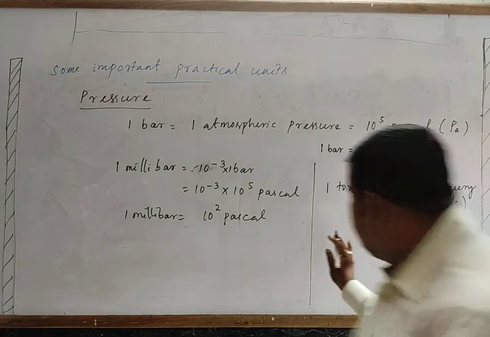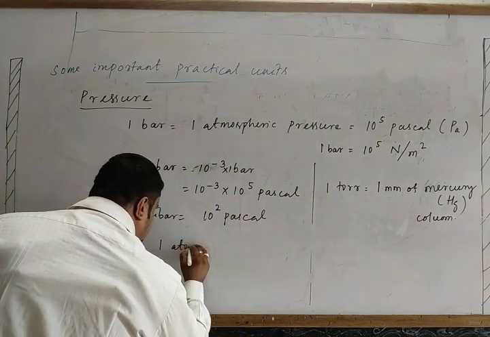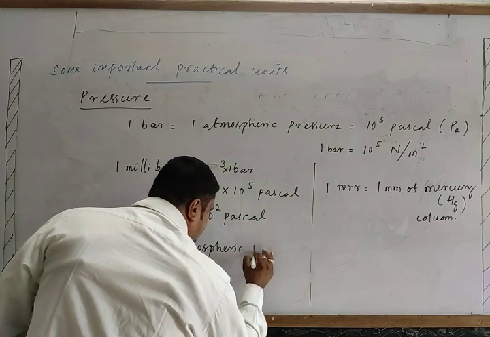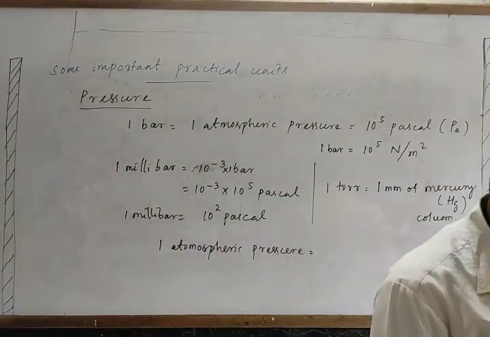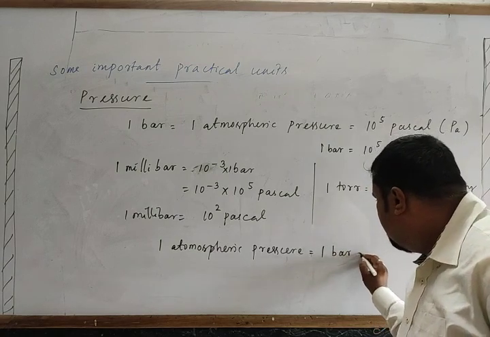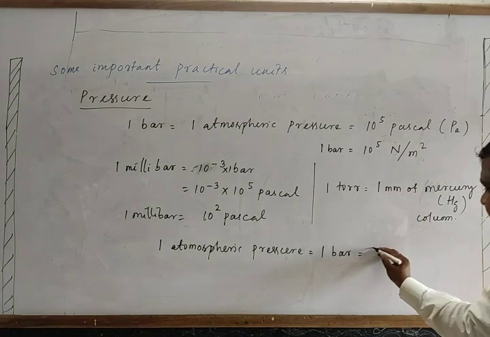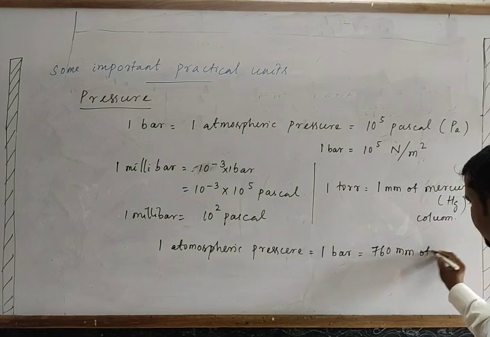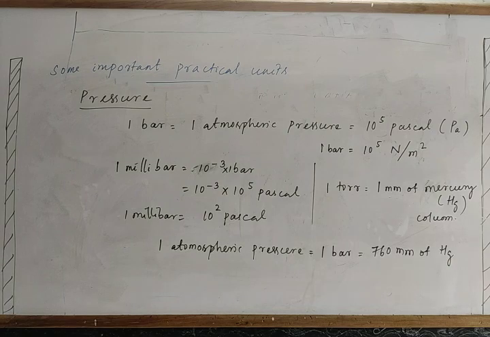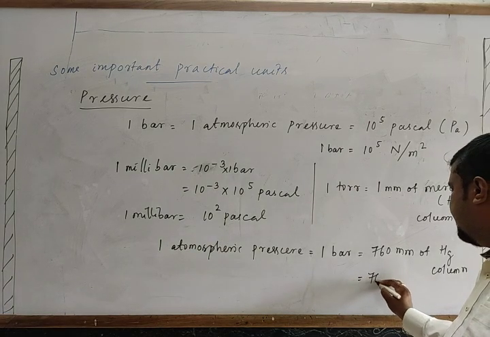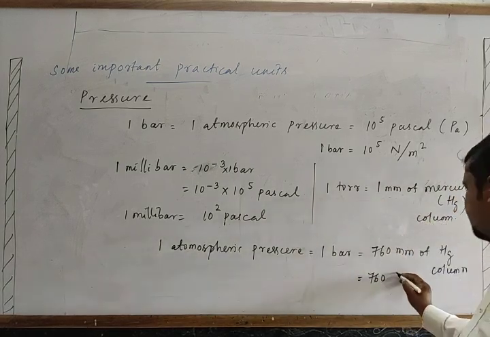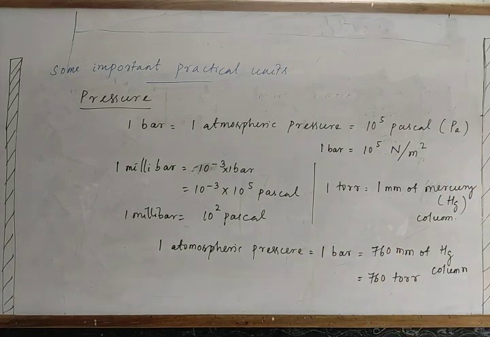And 1 atmospheric pressure, very important one. You know what that is? 1 atmospheric pressure is equal to 1 bar, which is equal to 760 mm of mercury column, or 760 torr. So this is a relation for measuring pressure.